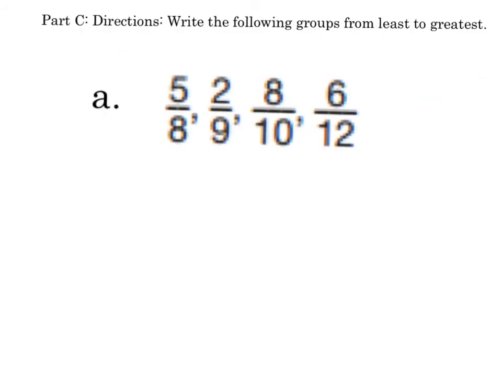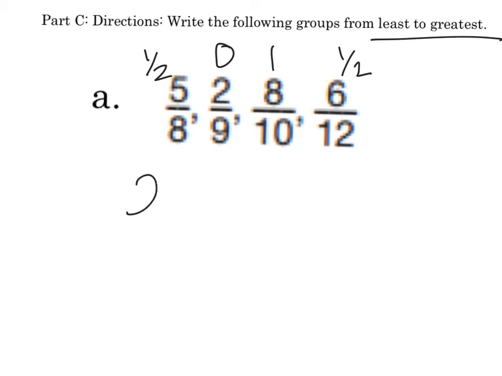Part C, we are writing the following groups from least to greatest. Make sure that when you are taking your test, you are looking to see if it says least to greatest or greatest to least. So I'm going to do this based on what they are close to first. And then if I have any that I'm having to check out, I might make common denominators. So 2/9 is close to 0. 5/8 is close to a half. 8/10 is close to 1. And 6/12 is exactly a half.